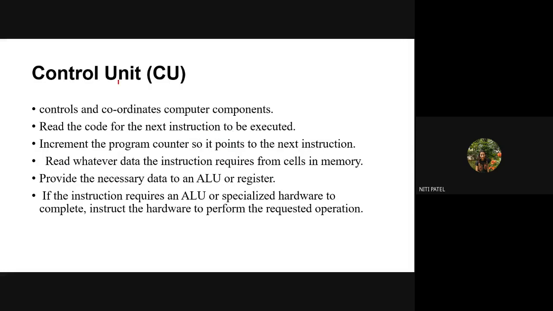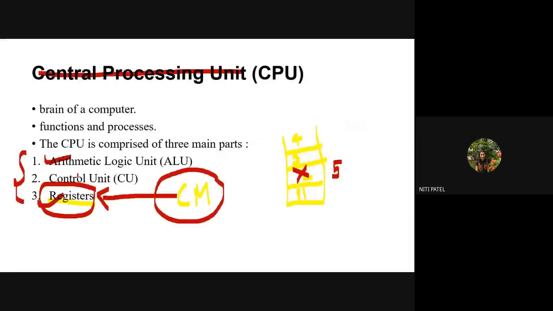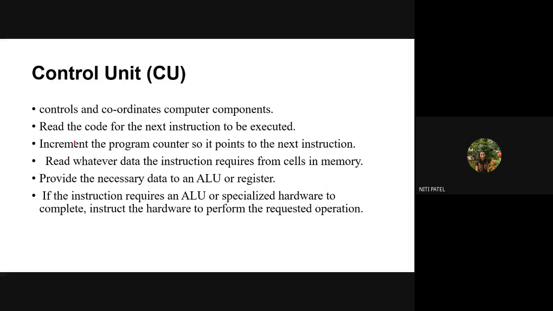Then next is control unit. As I just said, the function of control unit is to see whether all the subcomponents of the CPU are getting managed or not. So it controls and coordinates all the computer components. That is, right from the user giving the input till the data is processed, till it is stored in the buffer, and until it has been displayed on the screen of a user. All the controlling work will be done by this control unit. It will read the code for the next instruction to be executed. It will read the code for the next instruction.